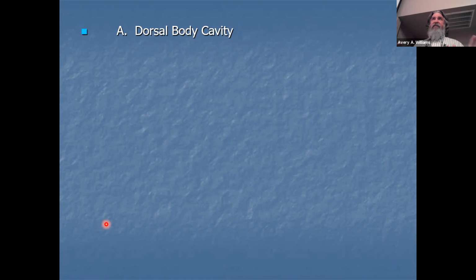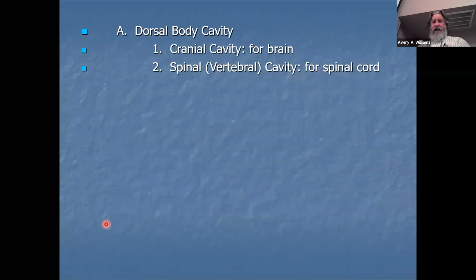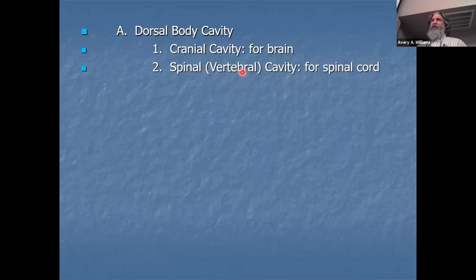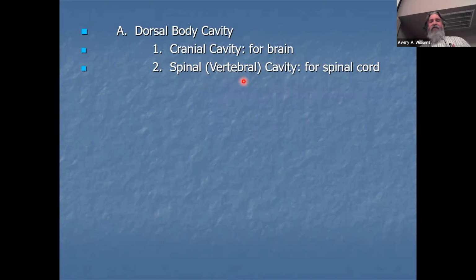you have a dorsal body cavity and a ventral body cavity. The dorsal body cavity is divided simply into two subcavities. A cranial cavity, cranium, right? Your brain, skull, the hollow part of your skull for your brain. So that's part of your dorsal body cavity. And the inferior extension of that would be the hollow spaces produced by your vertebrae, for your spinal cord. So brain, spinal cord: the spinal cavity or vertebral cavity or vertebral canal, same thing.